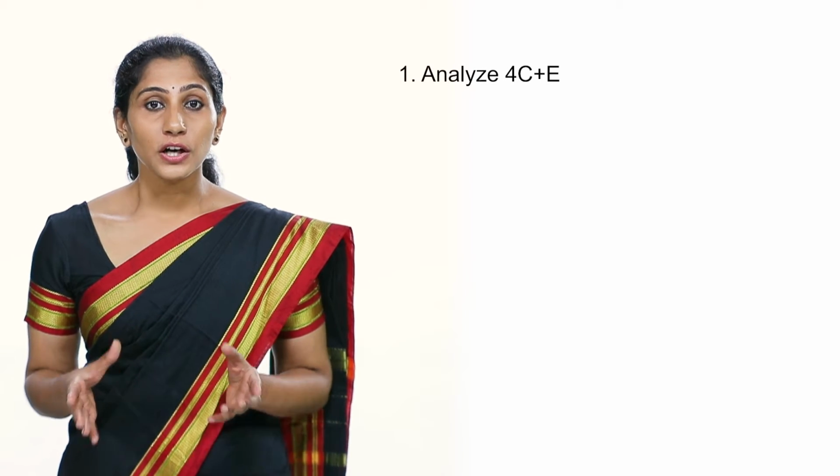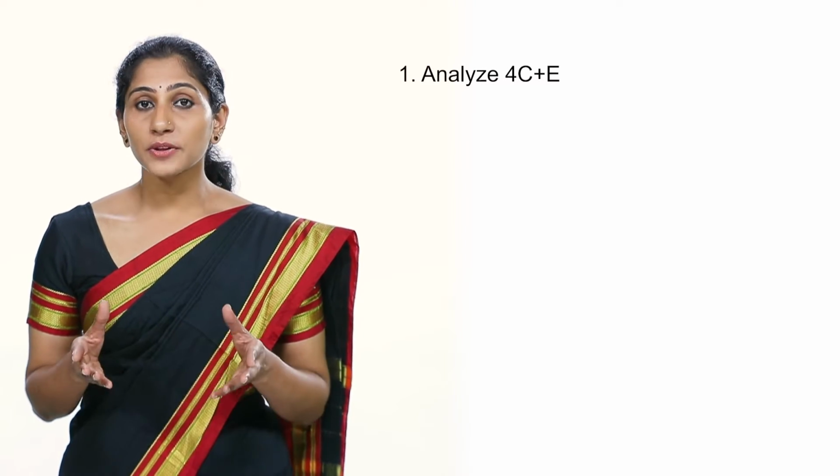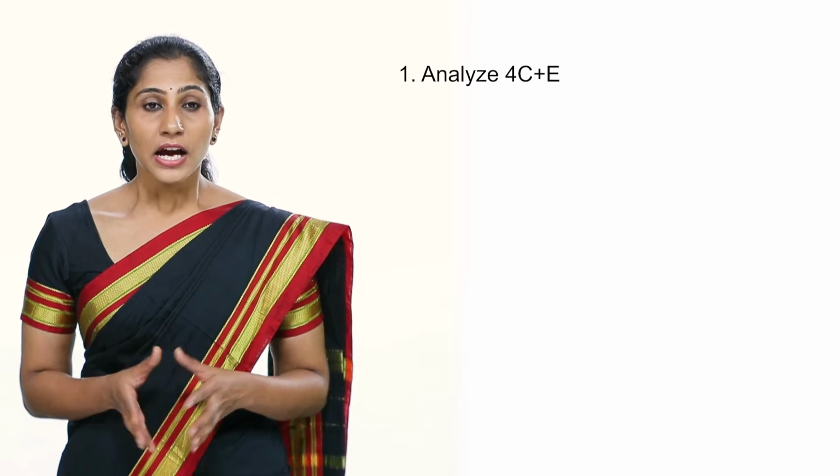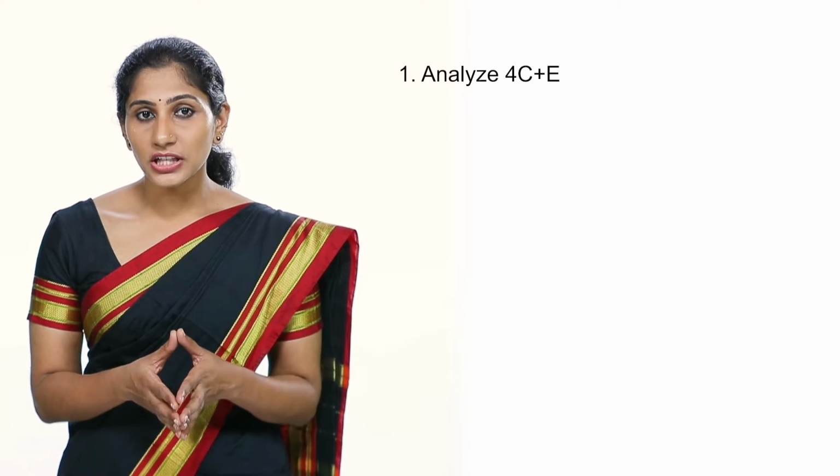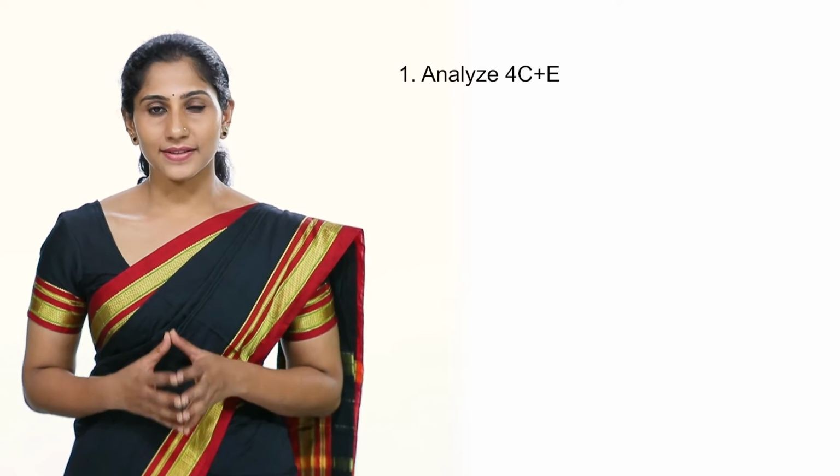Now that we have reminded ourselves of the 5 strategies to grow a business, let's look at the 5-step process followed by an entrepreneur to implement each of these strategies. In the first step, an entrepreneur looks at those concepts from the 4C+E framework which are relevant to the strategy she is considering to grow her business.